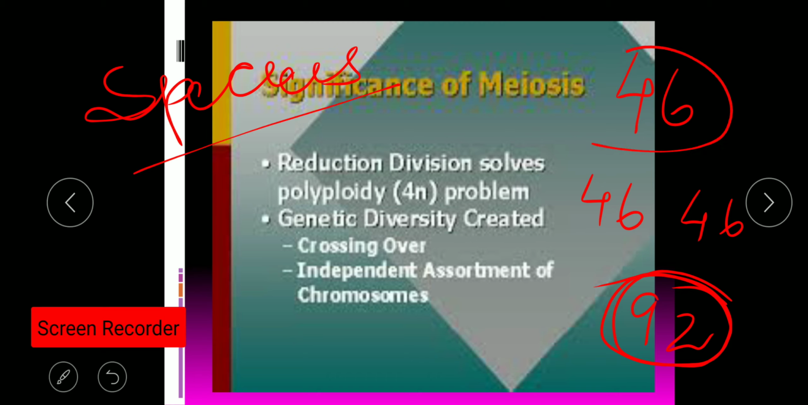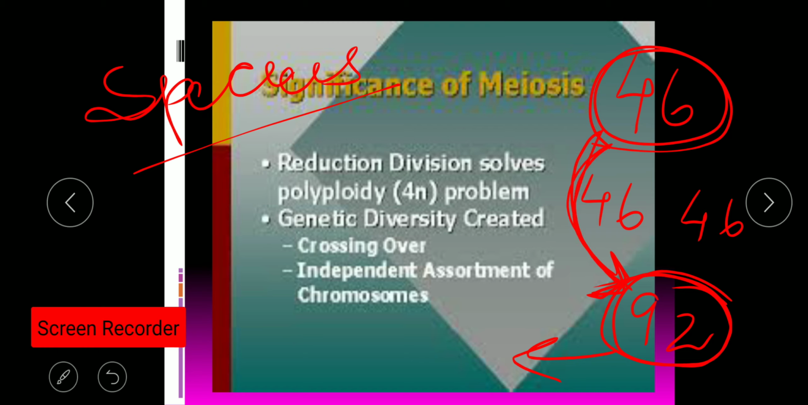So for Homo sapiens, how many chromosomes should there be? 46. So if there were no meiosis, the number would increase with each and every generation. It would multiply itself: 46 into 2 is 92, then again 92 into 2 is 184. Such a condition is known as polyploidy.